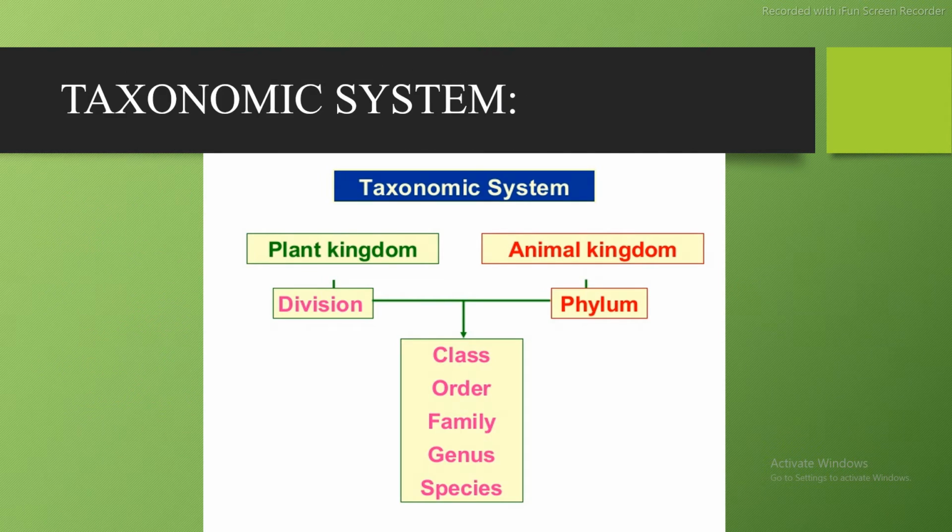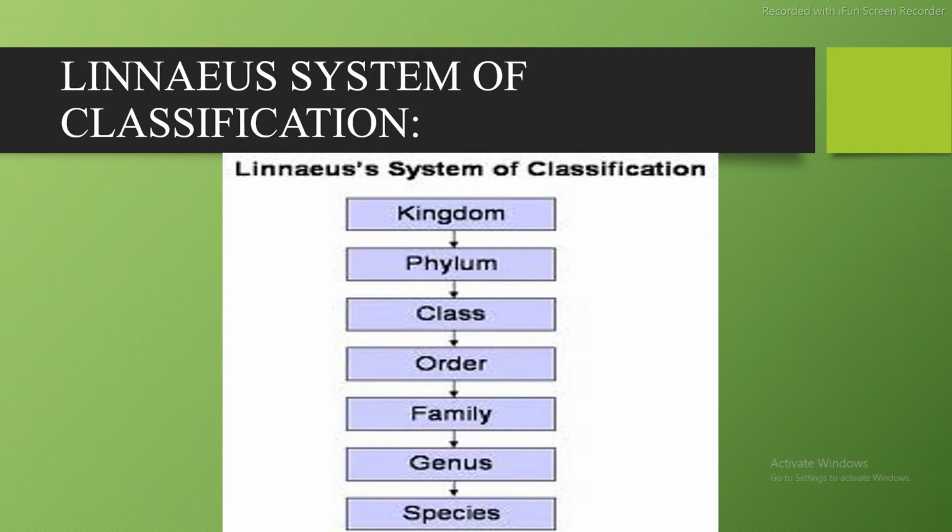The taxonomic system is divided into two kingdoms, plant kingdom and animal kingdom. Plant kingdom is further divided into divisions like the class, order, family, genus, and species. On the other hand, animal kingdom is divided into phylum, and phylum is further divided into class, order, family, genus, and species. Linnaeus system of classification includes kingdom, phylum, class, order, family, genus, and species.